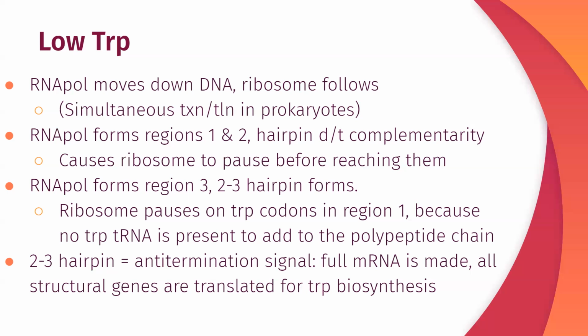And once we have that 2-3 hairpin formed, that essentially tells the operon that we don't have enough tryptophan, so we're going to continue. It's an anti-termination signal. So we end up making our full mRNA, and then eventually when those trp tRNAs come along, the ribosome will be able to move on from region 1 and translate the whole set of structural genes.